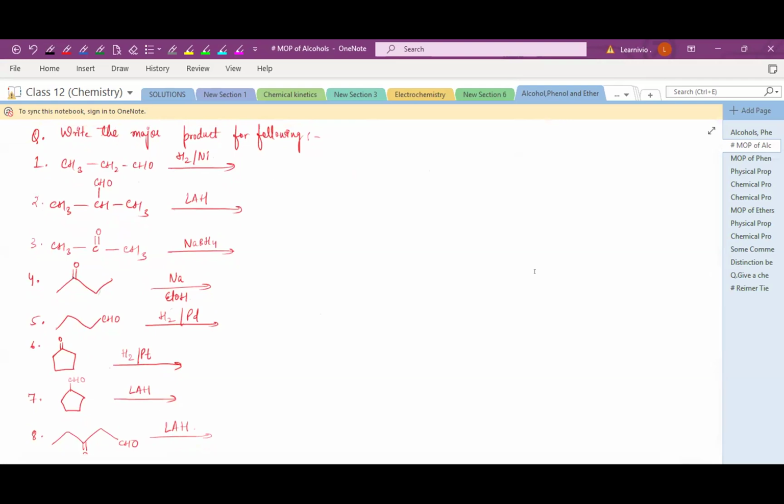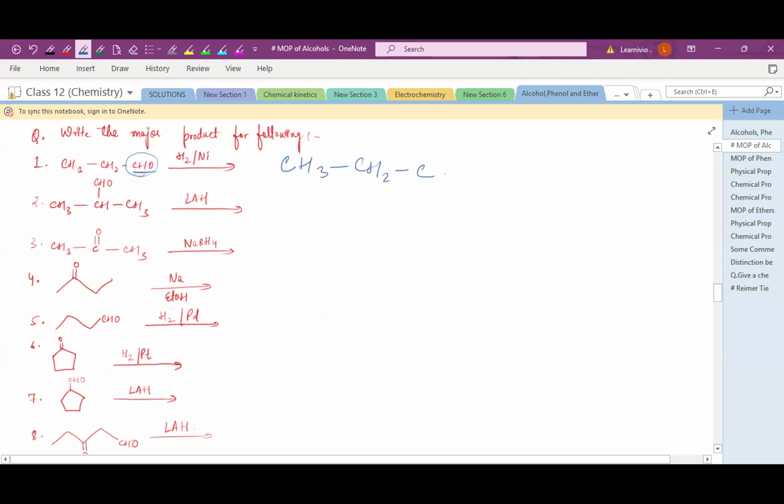Then the remaining questions will be CH3, CH2, CHO, right? So this is your aldehyde. And you're using H2 in the presence of a catalyst, H2 and nickel catalyst. So this aldehyde group will be converted to an alcohol. Okay, this will get reduced to an alcohol, CH3, CH2. The number of carbon should be the same.